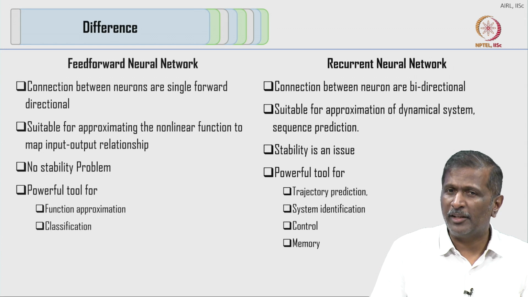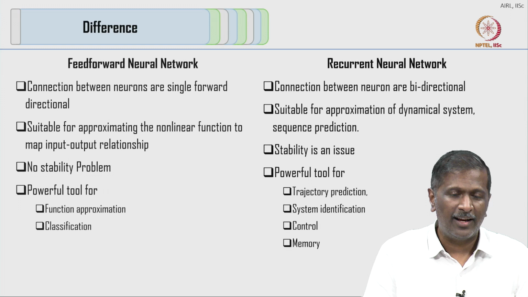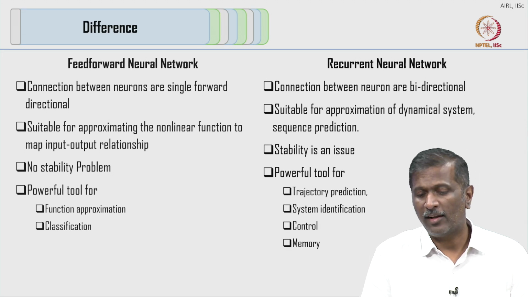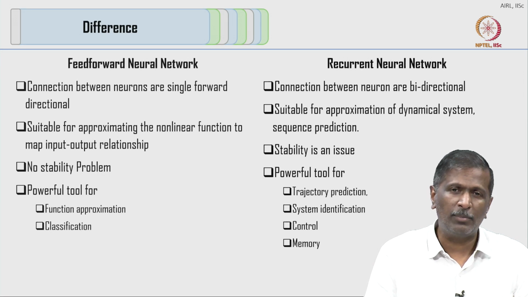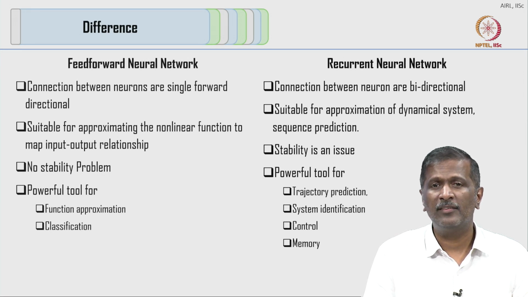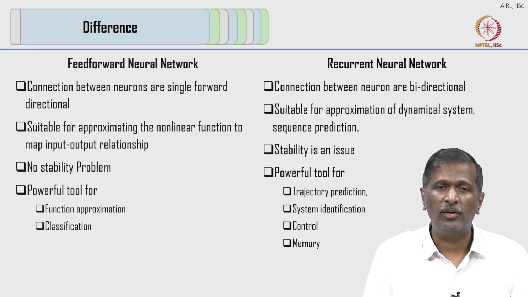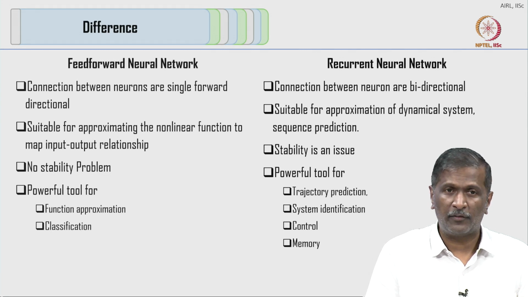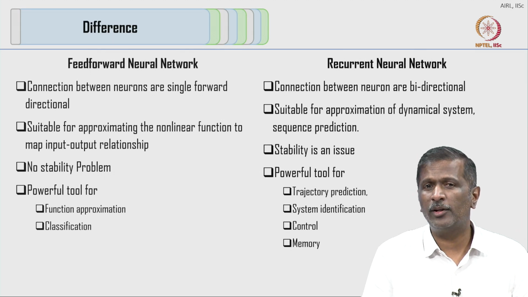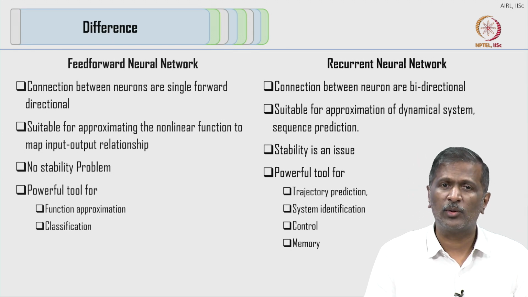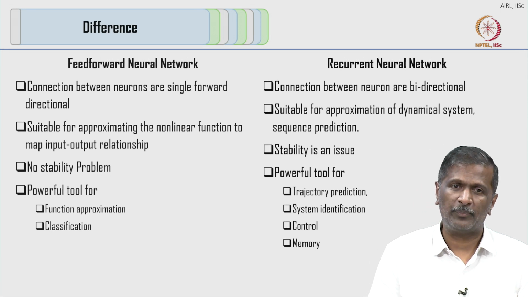Now, from the perspective of learning, the complexity of learning in a feedforward neural network is very low, and there is no stability problem. On the other hand, because you have a feedback structure present in the network, the learning complexity is going to be high. There is a possibility of instability in the learning process, which means the network weights can grow unbounded. So a feedforward neural network is a powerful tool for approximation and classification. Whenever you want identification, control, or trajectory prediction, recurrent neural networks are more suitable.